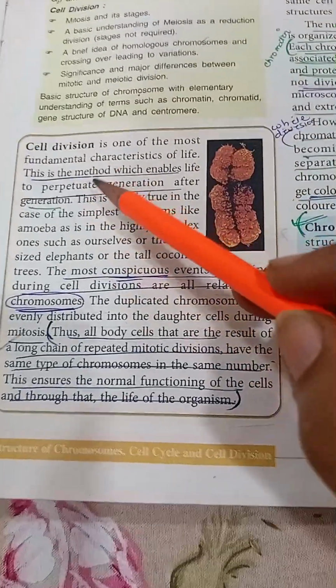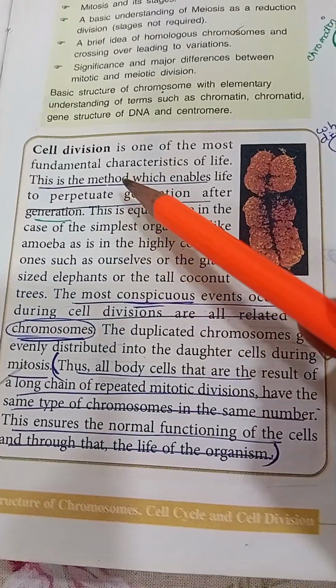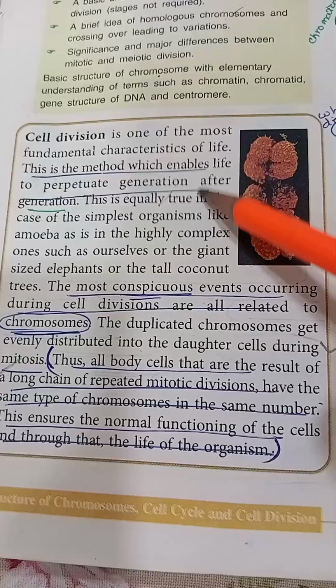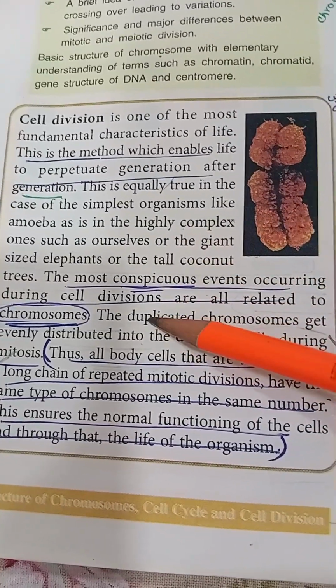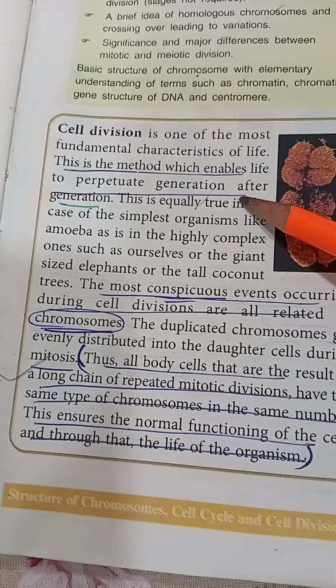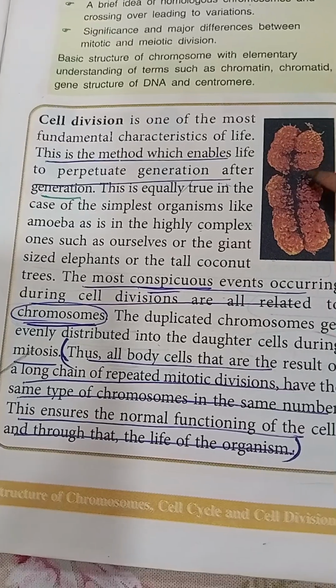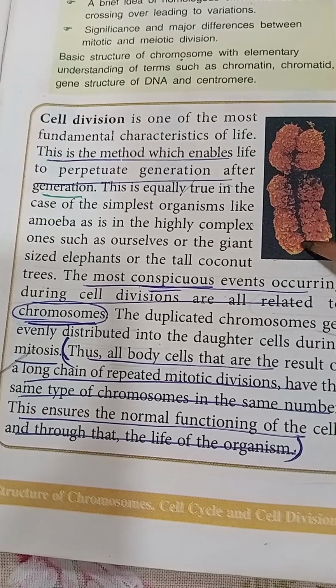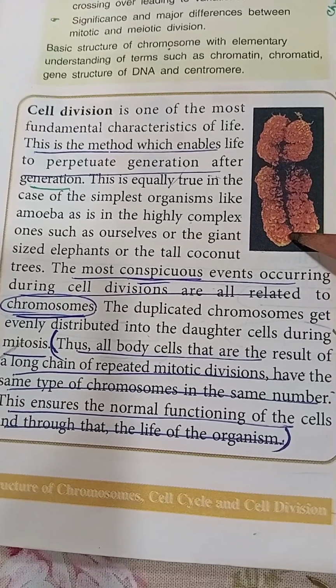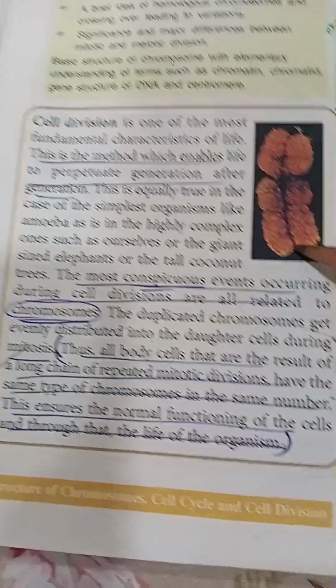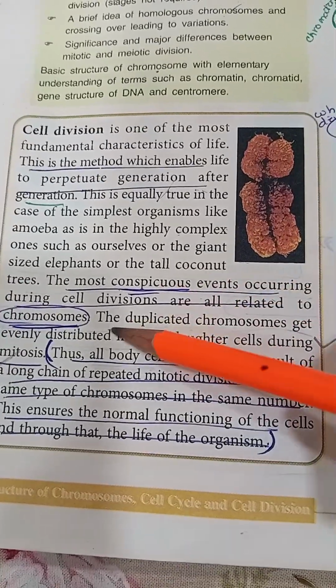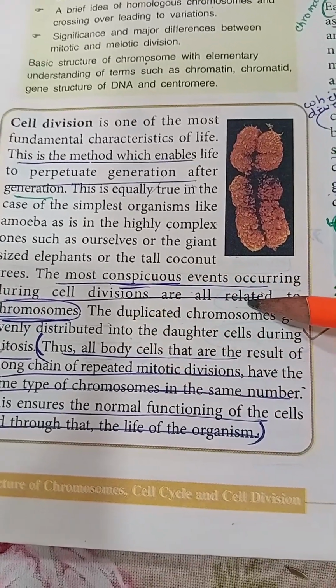For any living organism to grow and divide, cell division is essential. This cell division results in the growth of the organism as well as maintaining a constancy of chromosome number in the daughter cells or in the next generation. During cell division, the major thing that happens is the division of the chromosome.